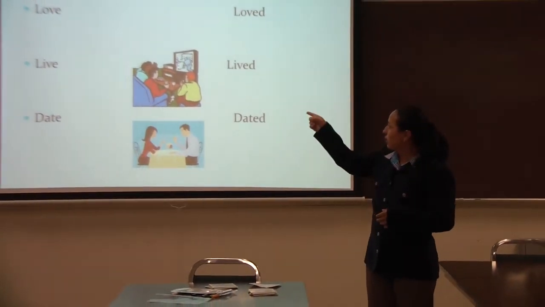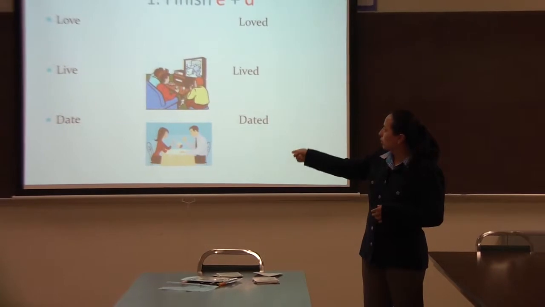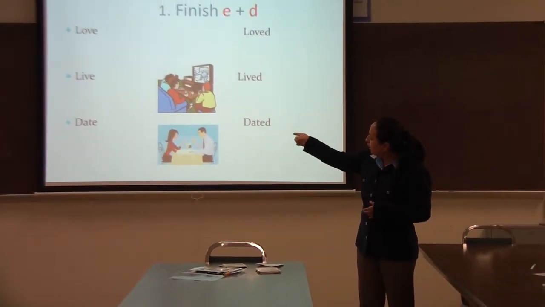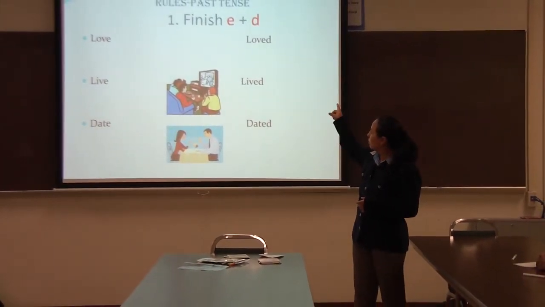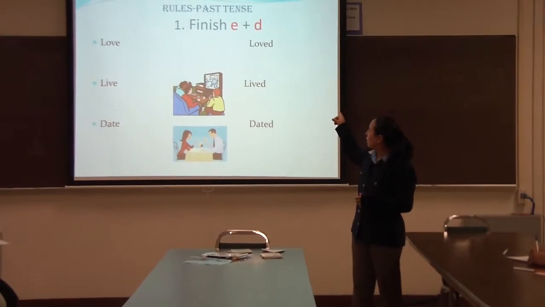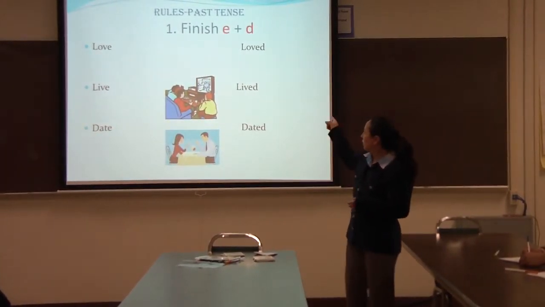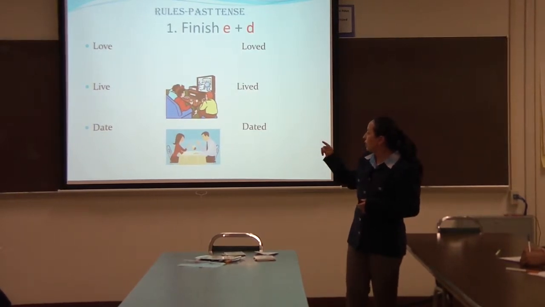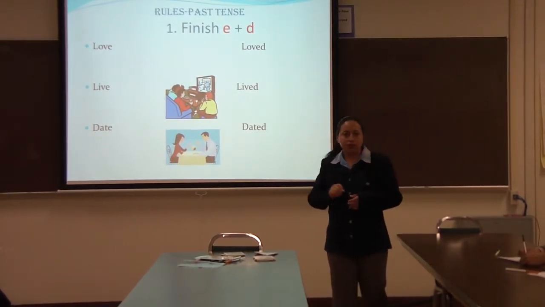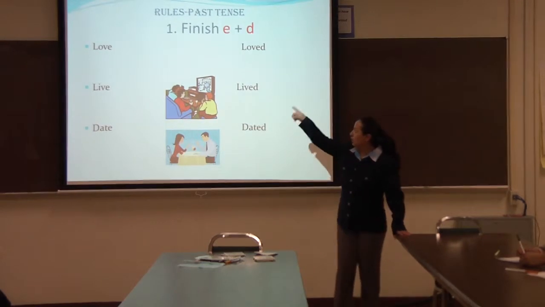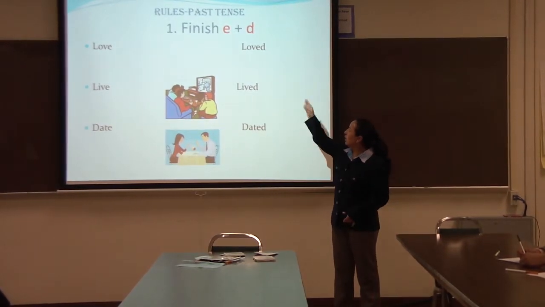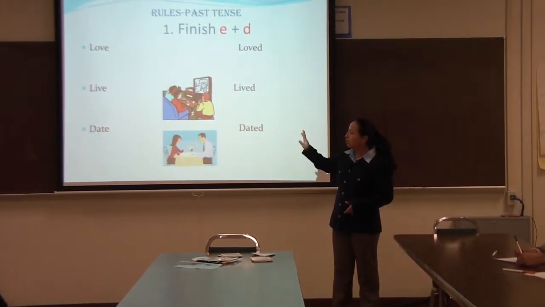For example, the first is all verbs that finish in E change to the past form, adding only D. For example, love, loved, live, lived, date, dated. It is easy. Finish in E and after add D is the past.